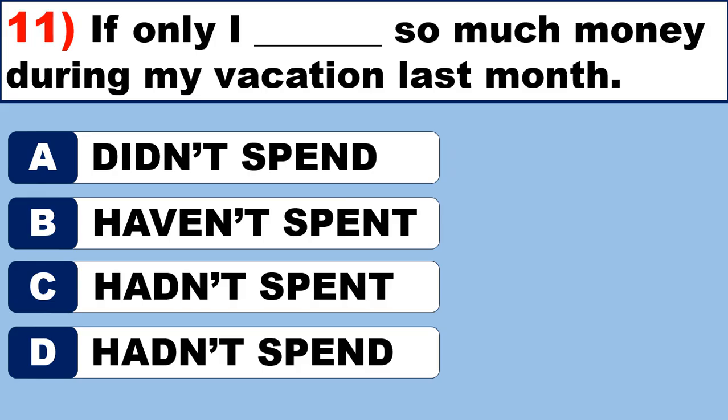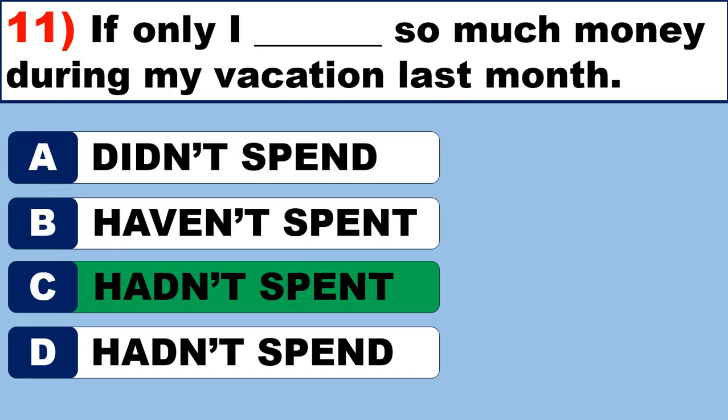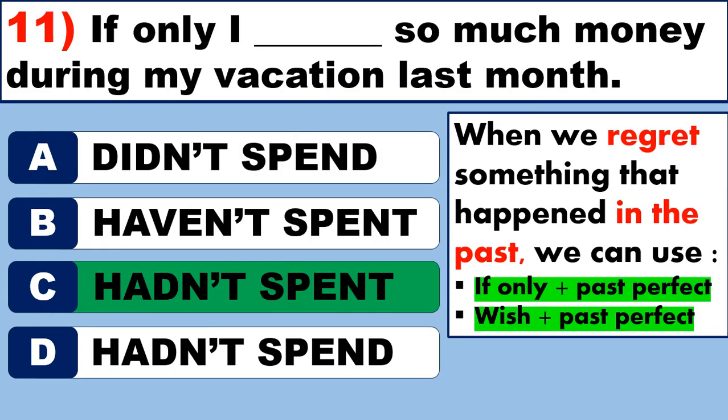If only I didn't spend so much money, haven't spent so much money, hadn't spent so much money. This lesson is about expressing regrets and wishes, because if only is the equivalent of wish. Normally when we have regrets in the past, wish plus past perfect, hadn't spent. When we regret something that happened in the past, we can use if only or wish plus past perfect. And here last month shows that it is a past. So if only I hadn't spent.